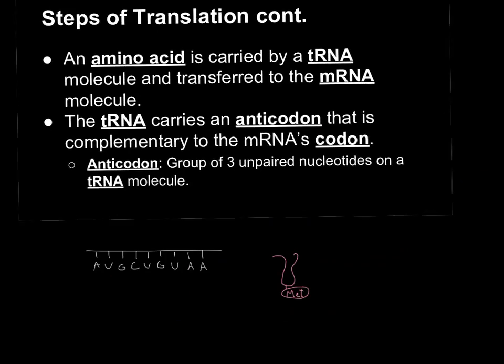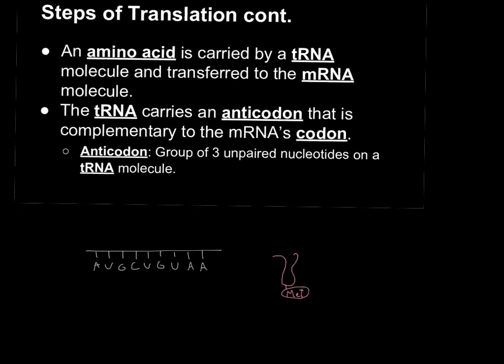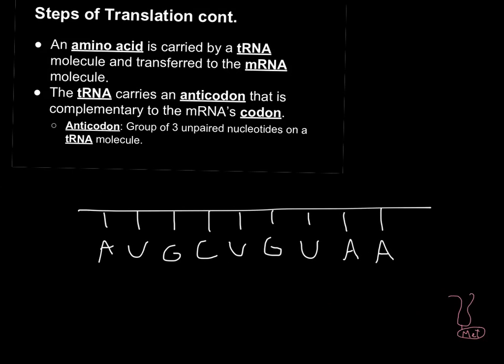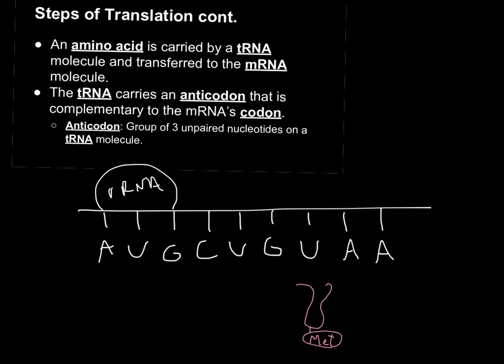Okay, so let's look at more steps of translation. So we still have, I'm just going to make this a little bit smaller and make our molecule bigger here. So here we still have the ribosome attached with that rRNA. So what happens then is an amino acid is carried by a tRNA molecule. This is going to be our tRNA molecule, this structure right here. So this tRNA molecule is carrying this amino acid, methionine, and that's what MET is standing for, over to the mRNA strand that we have here.